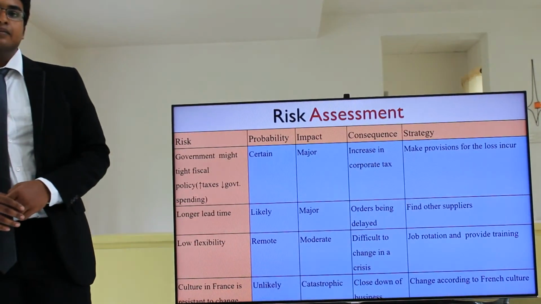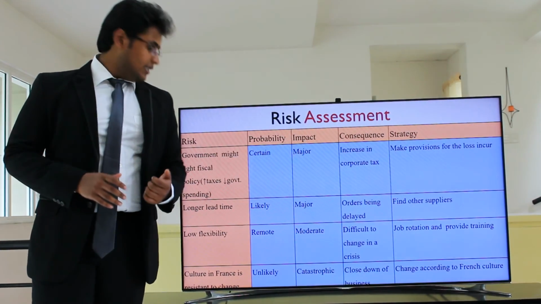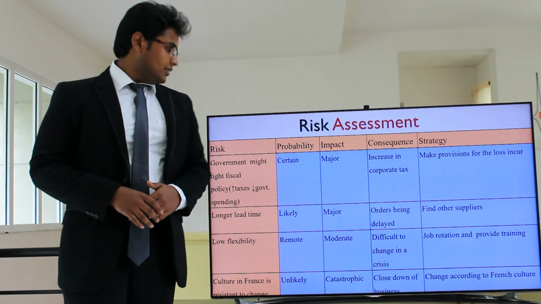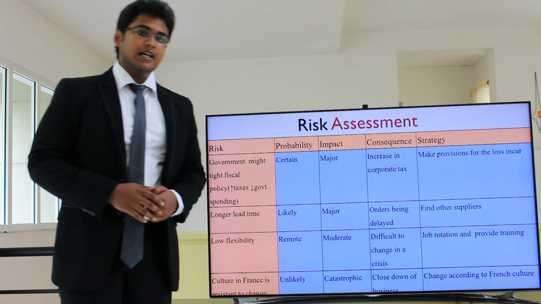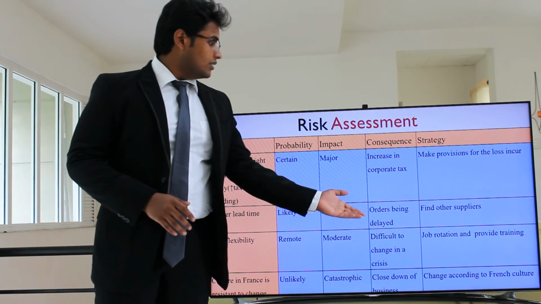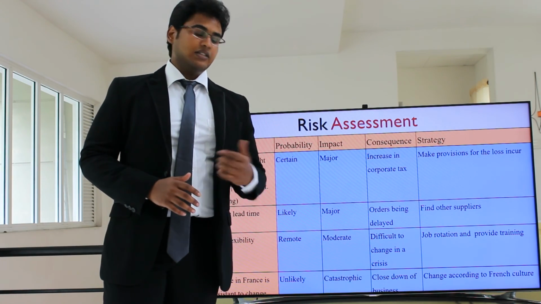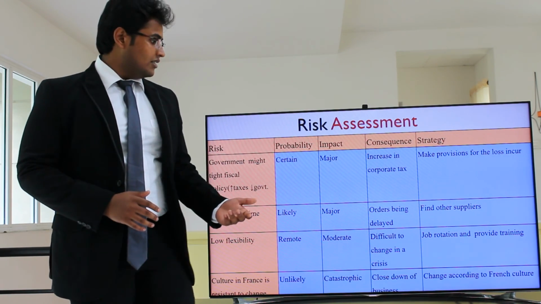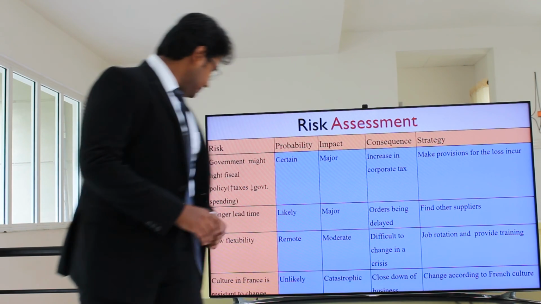Second, longer lead time. Due to the unreliability of the distributor, there might be a longer lead time. It is likely to happen once or twice a month, and the impact will again be major because of the longer lead time. Customers would lose faith in the business, and the consequence would be orders being delayed. So we have found a strategy to overcome that situation, where we can find other suppliers in France.